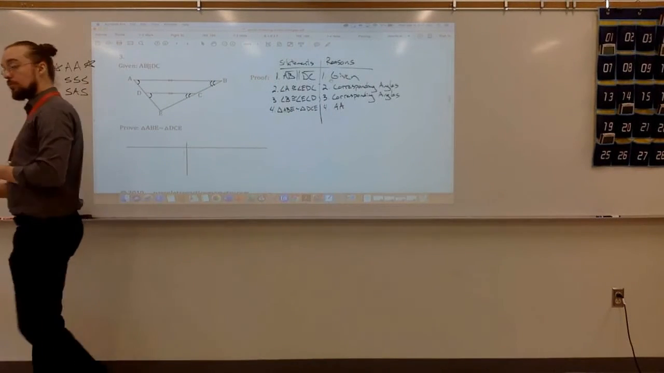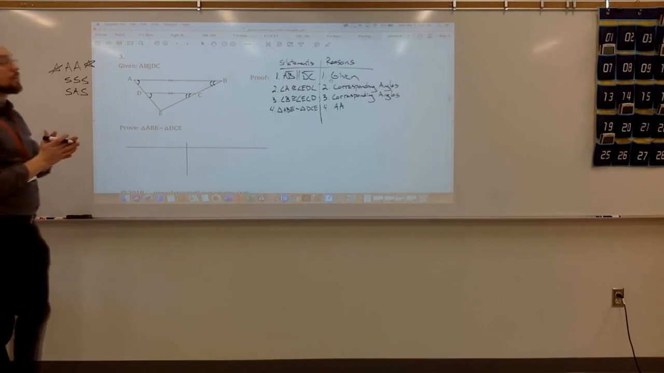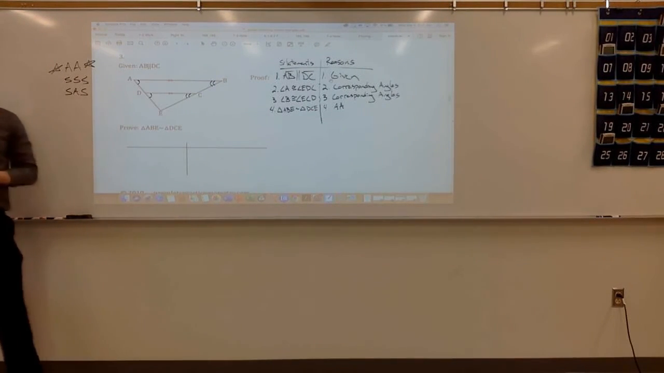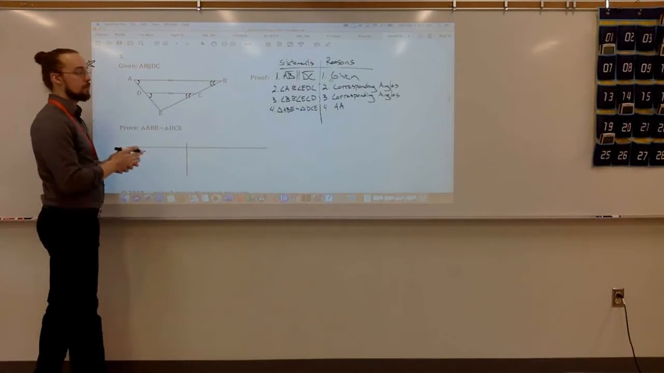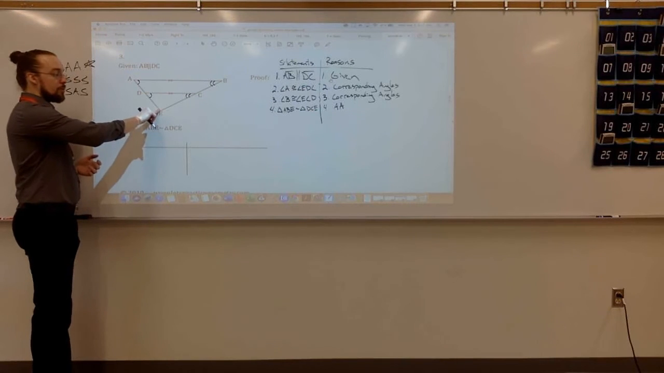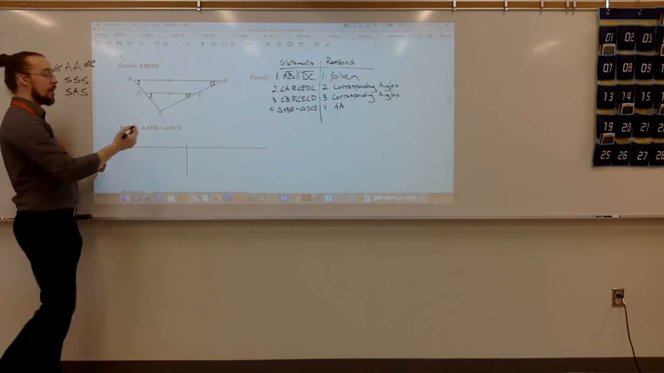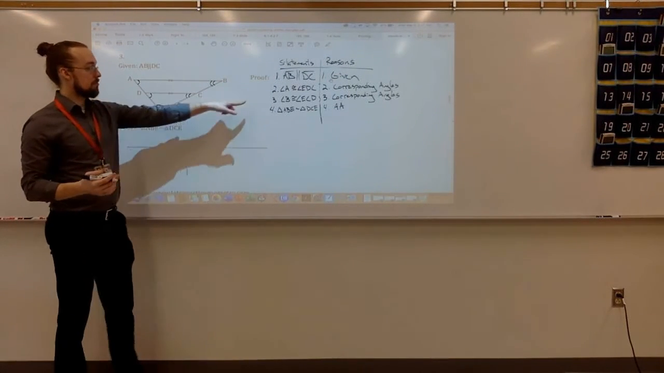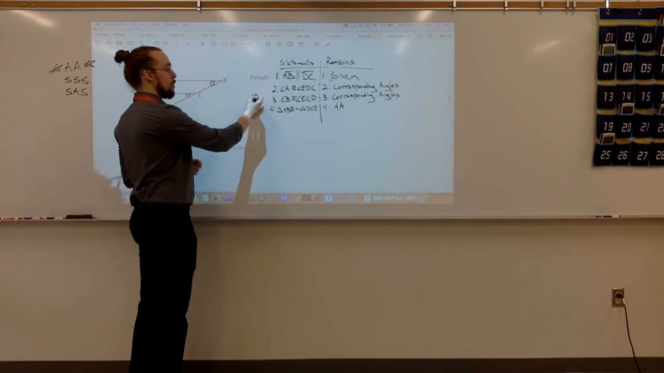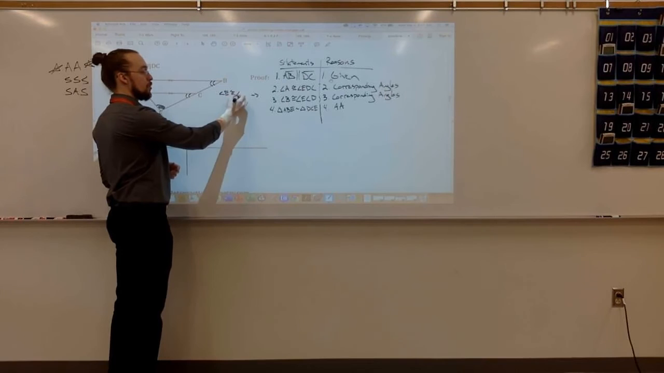Now, we could have done something slightly different for this one. I mean, what we did is 100% correct, but another way that we could have gone, instead of using one of these pairs of corresponding angles, we could have said, well, these two triangles share an angle. They share angle E. So instead in here, we could have put that angle E is congruent to angle E.